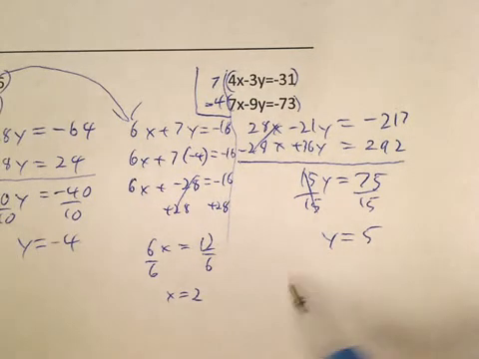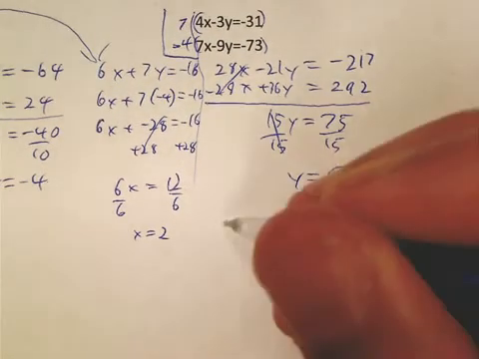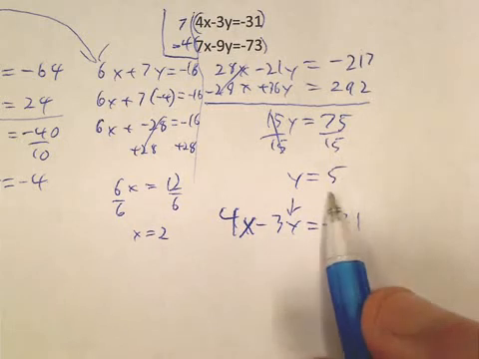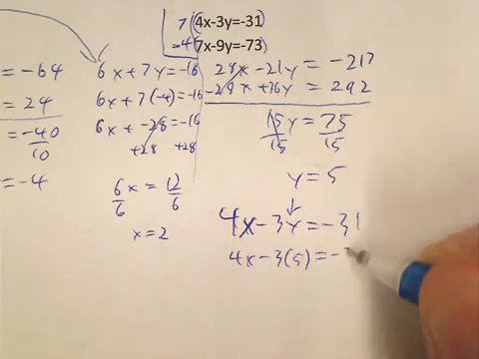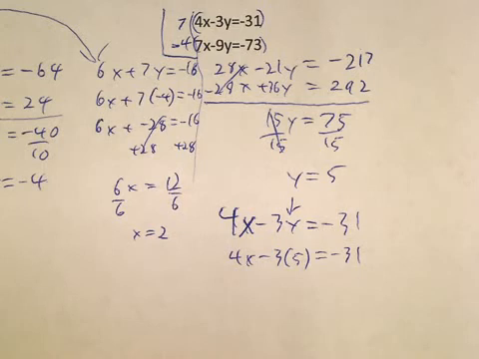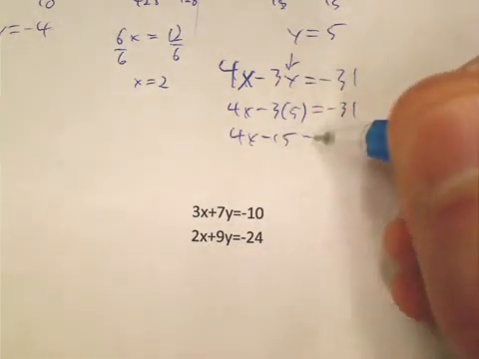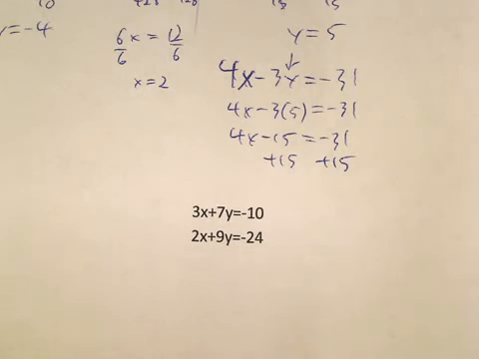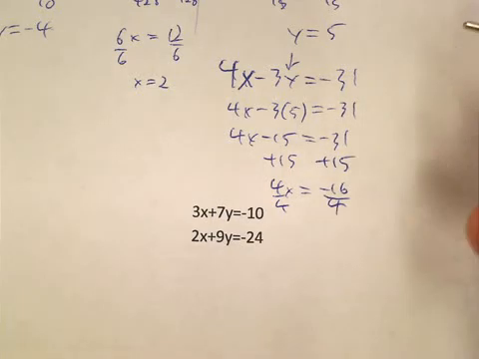Okay, I'm actually going to finish the problem down here. I have a little bit more room there. So 4x minus 3y equals negative 31. Just copy that first equation, and then plug in for y what we got. Plug in a 5 for y. So that's going to be 15. Let's add 15. So 4x equals negative 16, and divide by 4, and x will be negative 4.